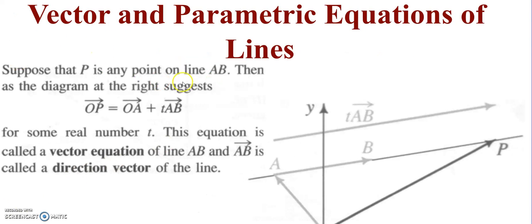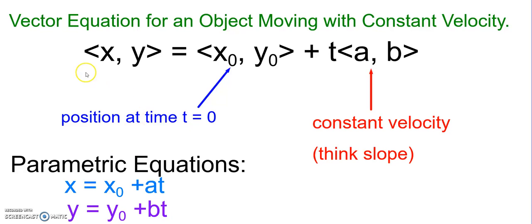Well, let's get into a formal definition. Suppose P is any point on line AB, then as the diagram at the right suggests, OP equals OA plus t AB, where t is some parameter. This equation is called a vector equation of the line AB, where AB is called a direction vector. All right, vector equation of an object moving with a constant velocity.